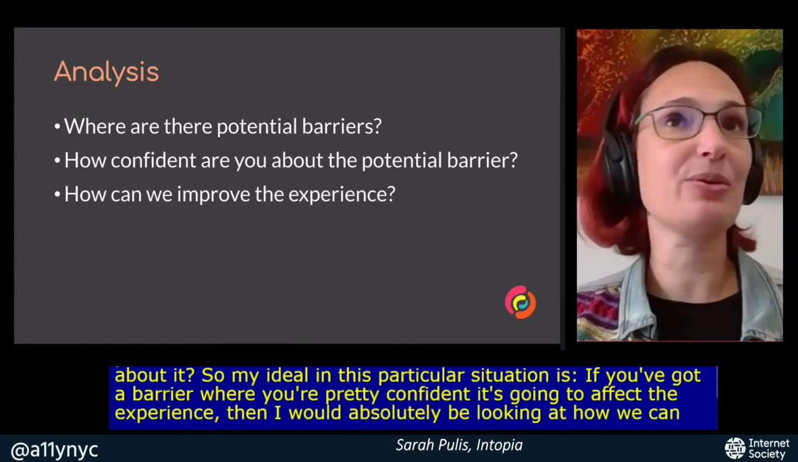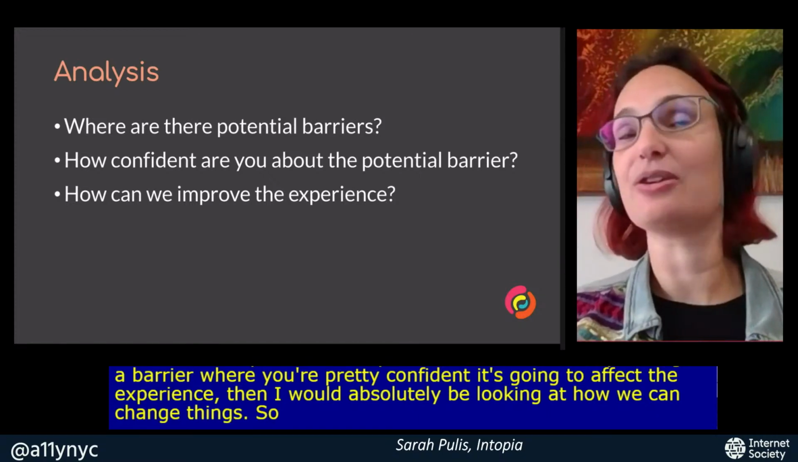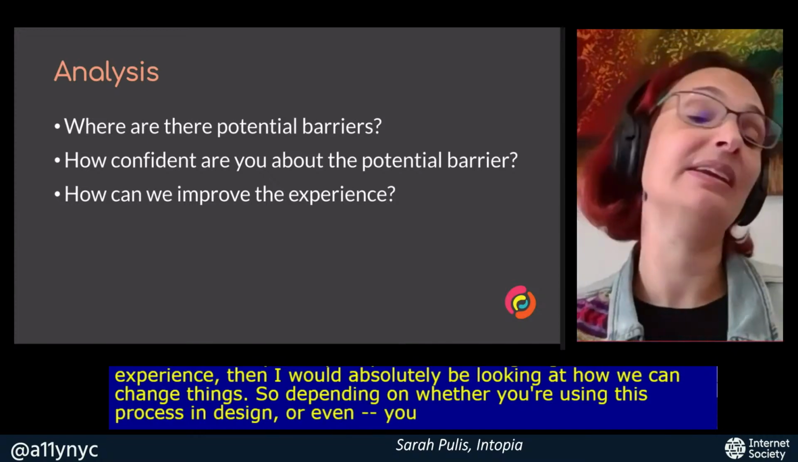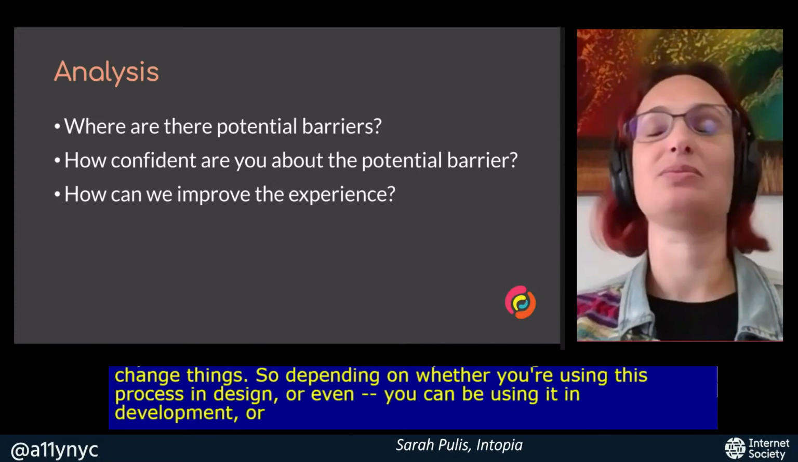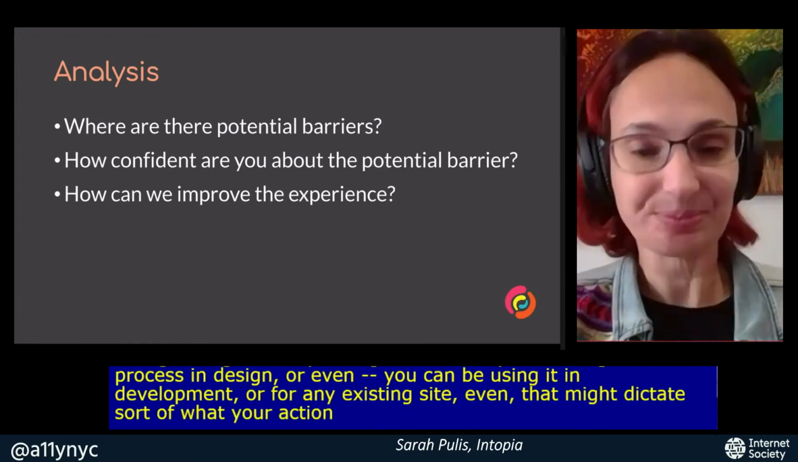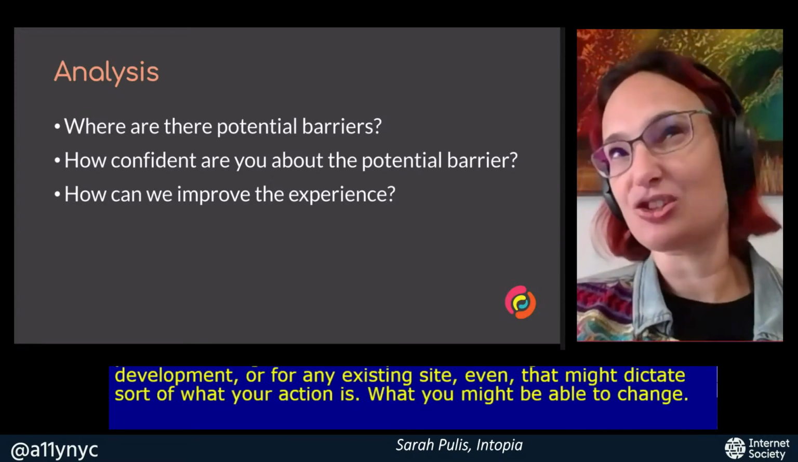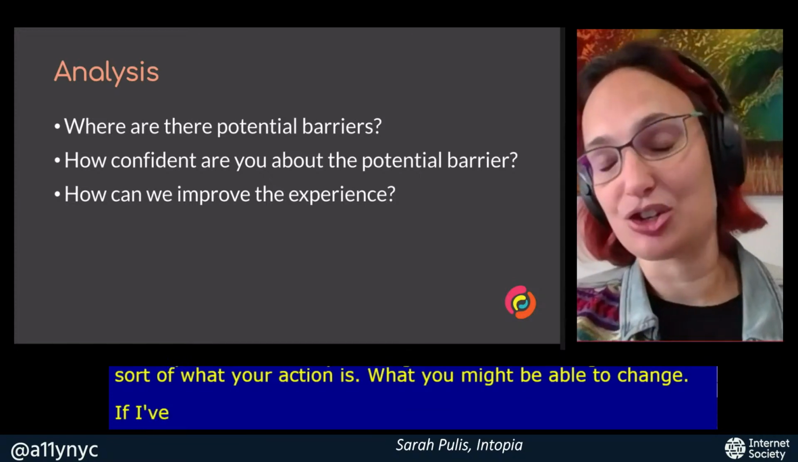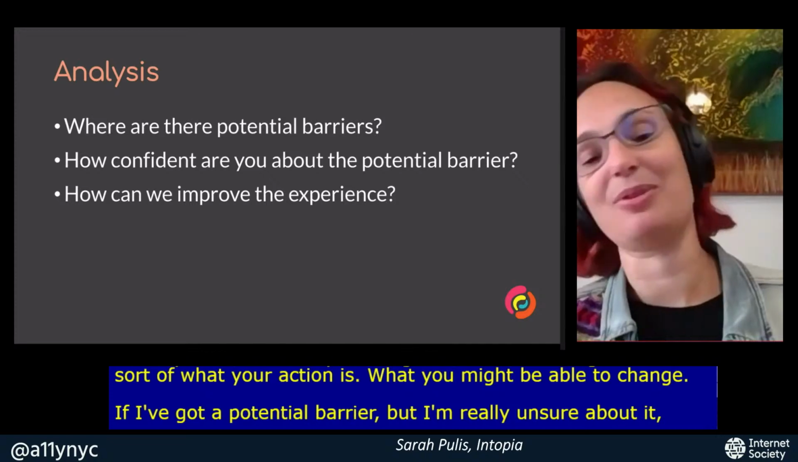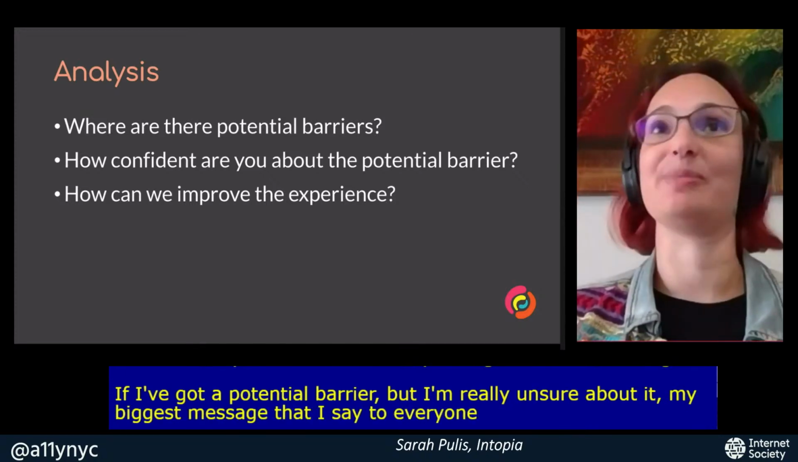So depending on whether you're using this process at design, or even at development or for an existing site, that might dictate what your action is, what you might be able to change. If I've got a potential barrier, but I'm really unsure about it, my biggest message that I say to everyone I work with is, let's put it up for usability testing.